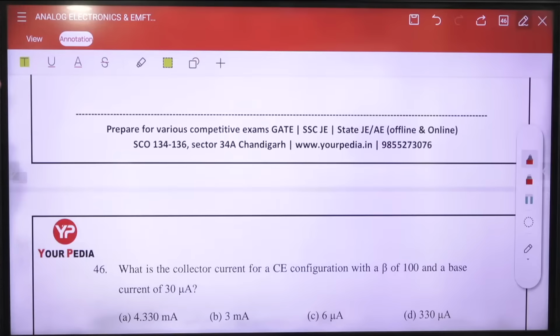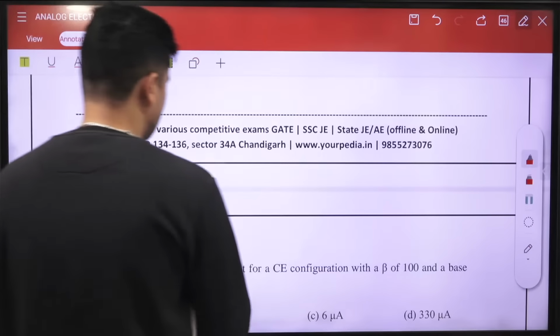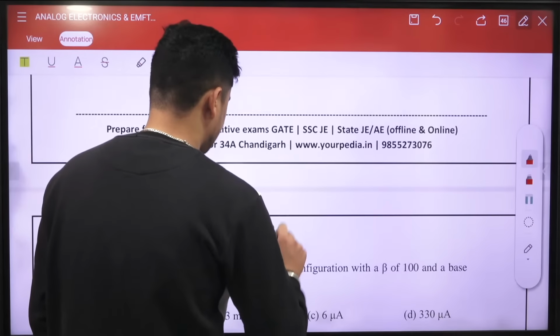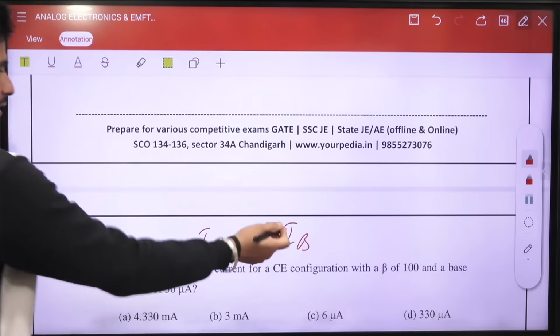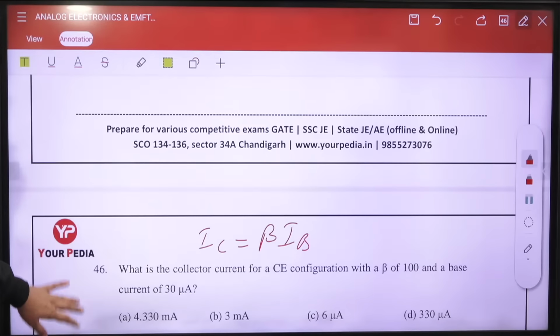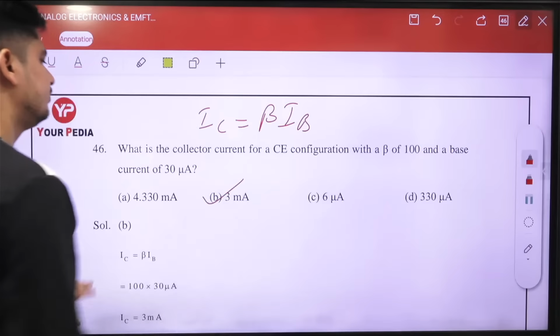In the common emitter configuration, beta is given to you as 100. The base current is given as 30 microampere. The relation between base current and collector current is beta times IB. Just multiply this with 100, you get 3 milliamp. Answer is B.